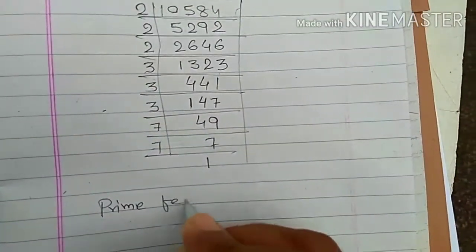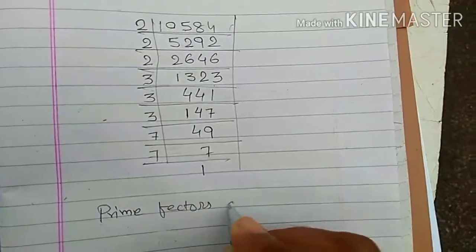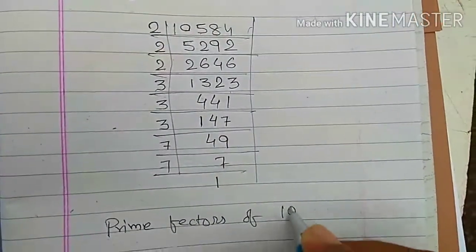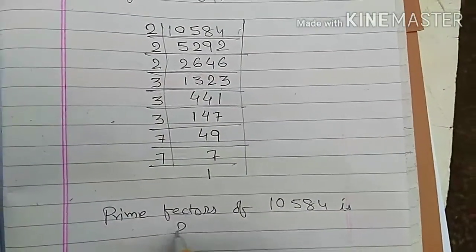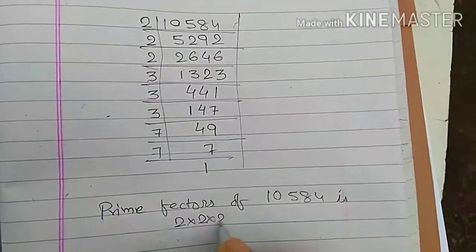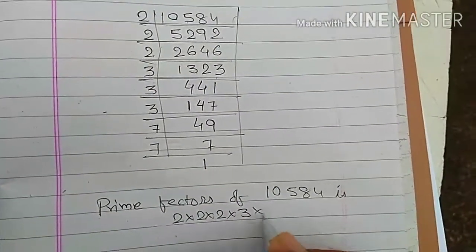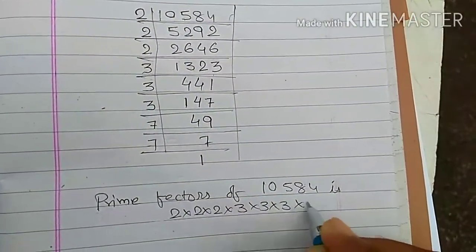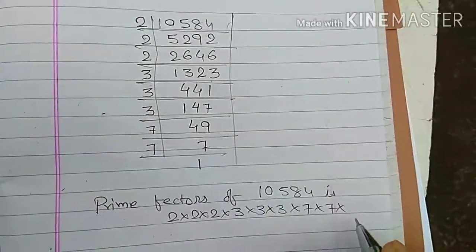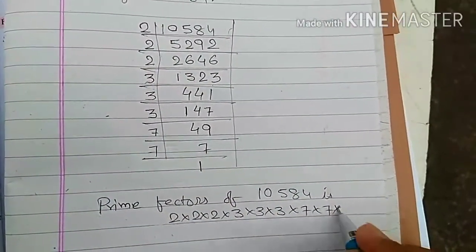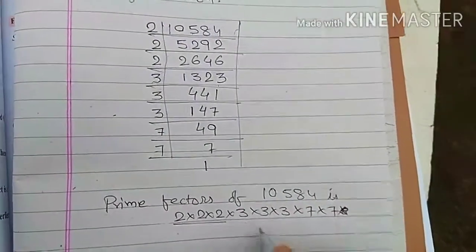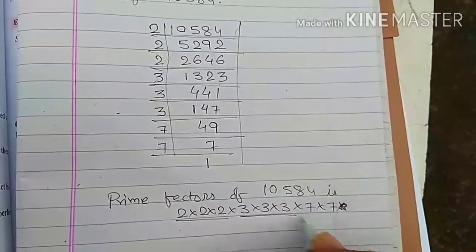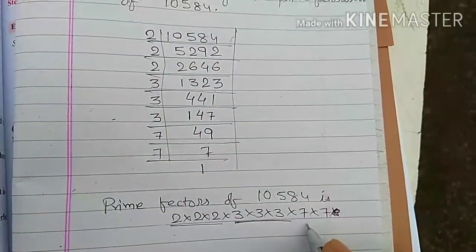Prime factors of 10,584 is 2 into 2 into 2 into 3 into 3 into 3 into 7 into 7. Okay, no need to write 1. So what we find is that 2 is in the form of a triplet, 3 is also in the form of a triplet, but 7 is not in the form of a triplet. So what is written there?